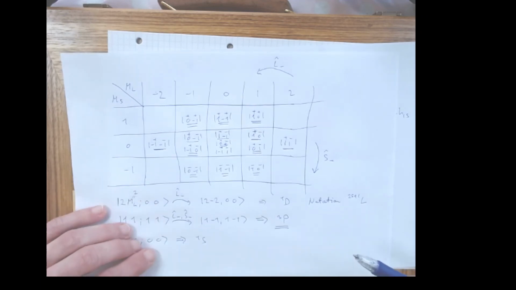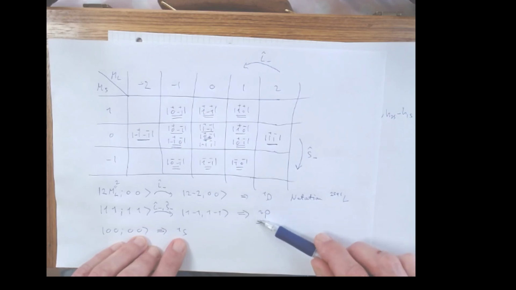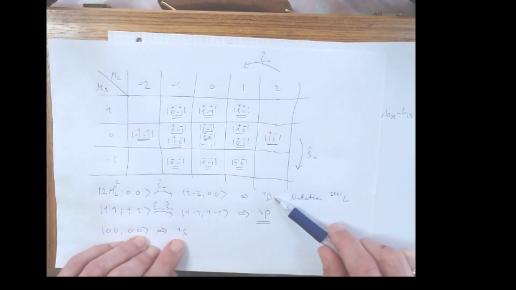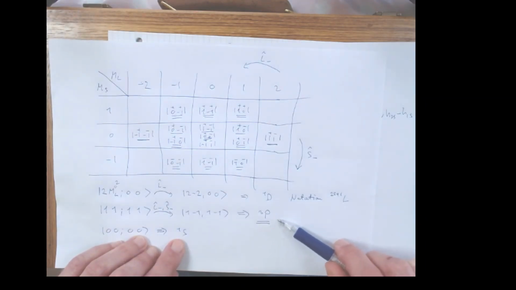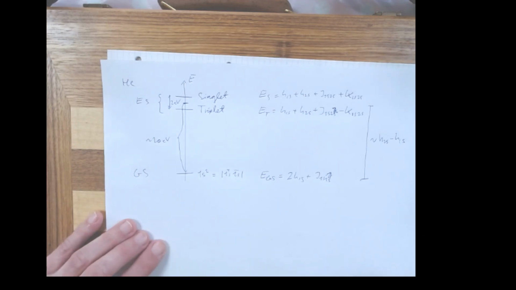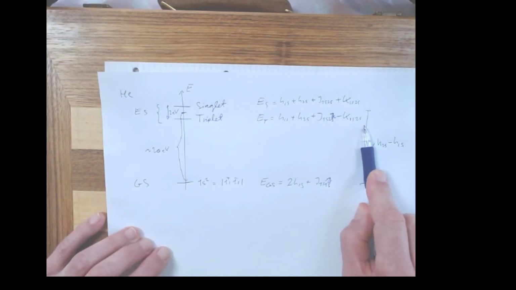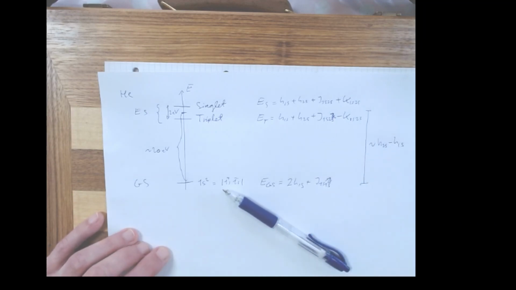And when you look at the numbers, you'll find that this state is lower than this one by something on the order of a few eV. So this is the actual ground state of a carbon atom. And the explanation again is that we need parallel spins to utilize the exchange interaction. So let me finish here.